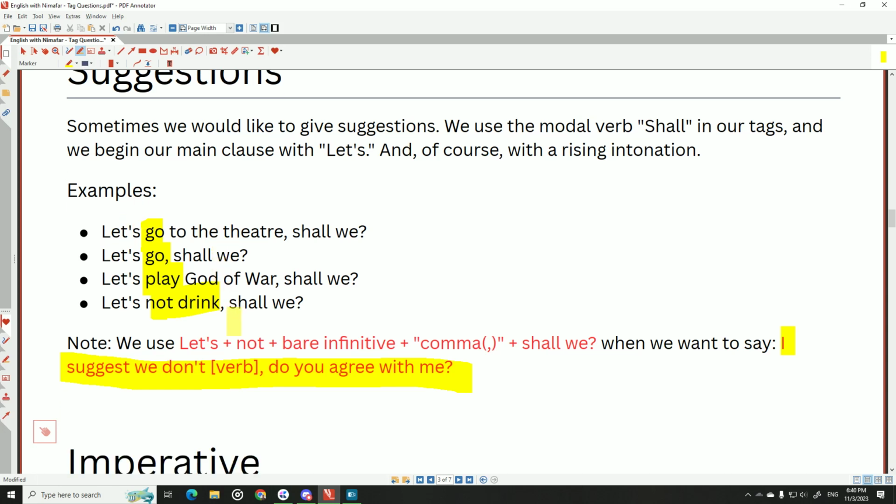So, that's it. And when you want to make negative suggestions, say, I suggest we don't do. Say not: let's not drink, shall we? I suggest we don't drink. Do you agree with me?